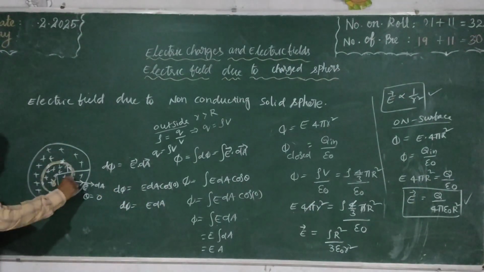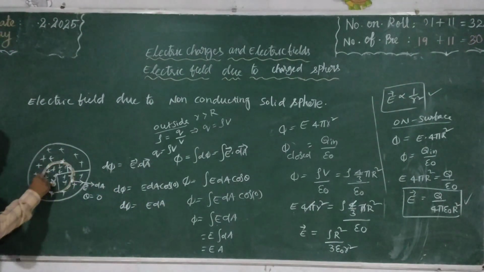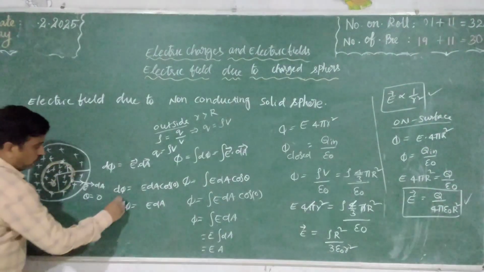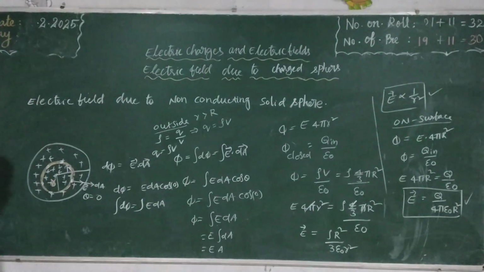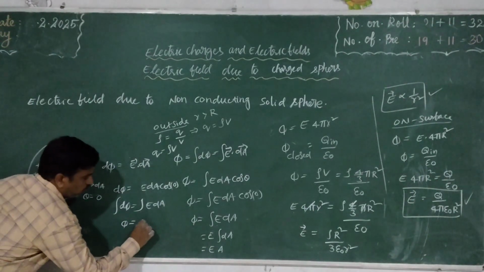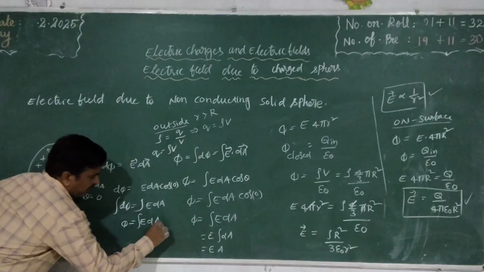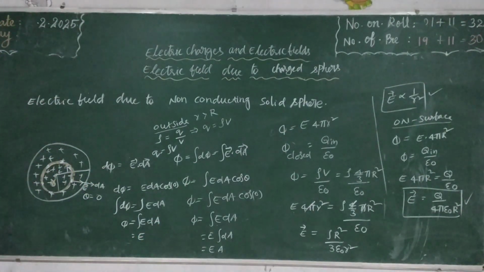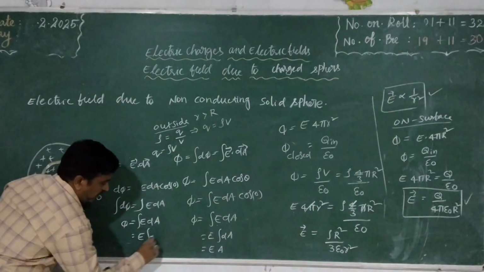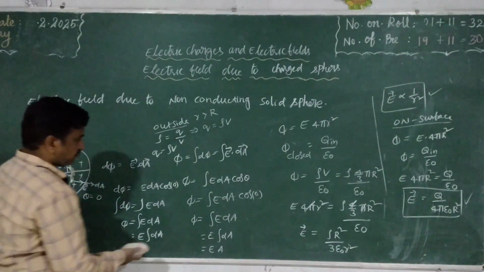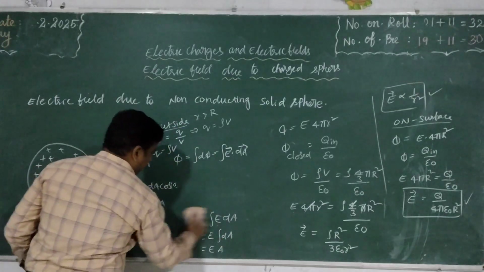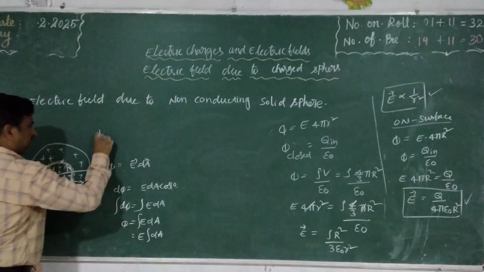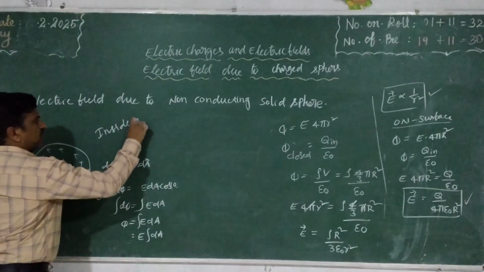This type of electric flux d phi is on all of the Gaussian surface, the total surface. When all these d phi are added, we take integration. So phi equals integral E dA. Here the electric field is the same at every point on the Gaussian surface, so we can take E outside: E integral dA, and integral dA gives A. This is inside the surface.